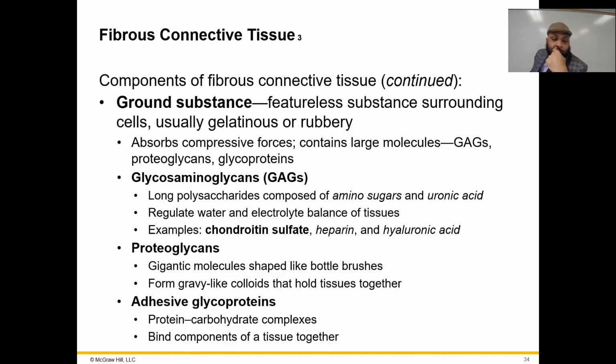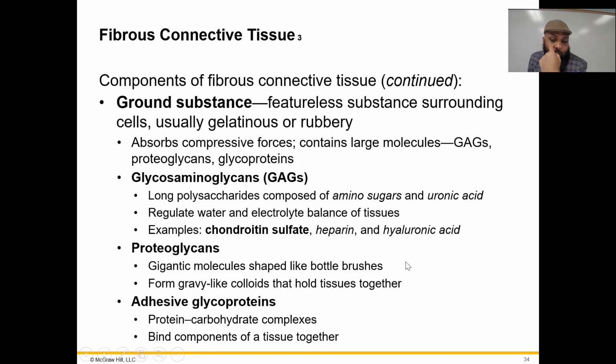Glycosaminoglycans are long polysaccharides composed of amino sugars and uronic acid. They regulate water and electrolyte balance of the tissues, and examples are chondroitin sulfate, heparin, and hyaluronic acid. These are proteoglycans, and these are gigantic molecules shaped like bottle brushes. They form gravy-like colloids that hold tissues together.